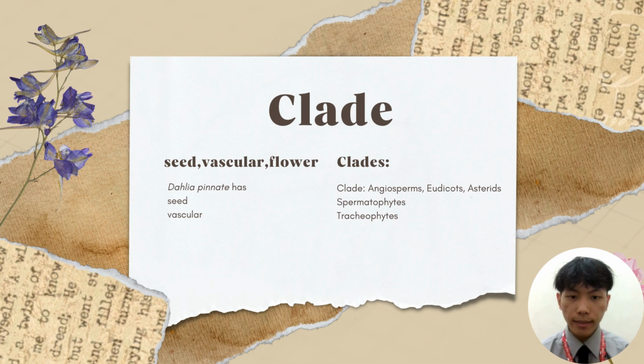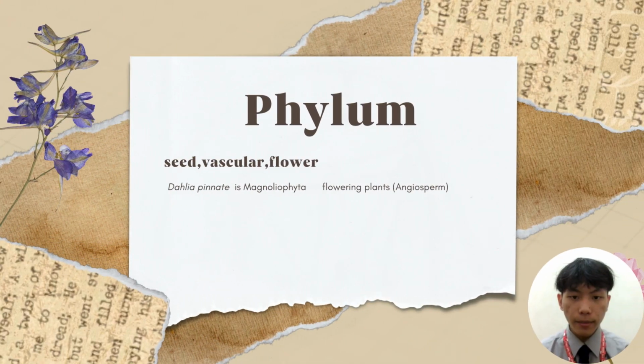So the clades are Angiosperms, which means it has flowers, Eudicots, which means the seeds can be cut into two, and Asterids. So the Dahlia Pinnata is also a vascular plant, which makes them a tracheophyte. So for phylum, it is Magnoliophyta, which is a flowering plant, angiosperm.